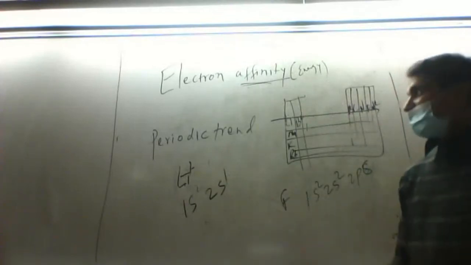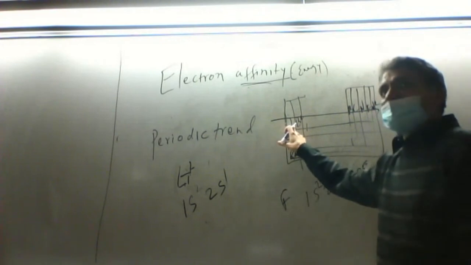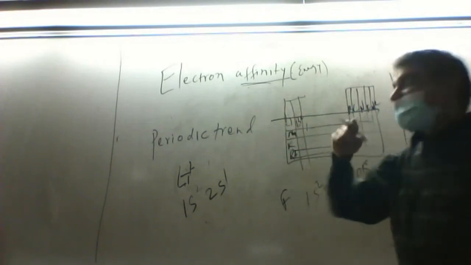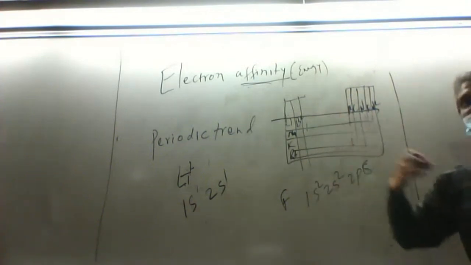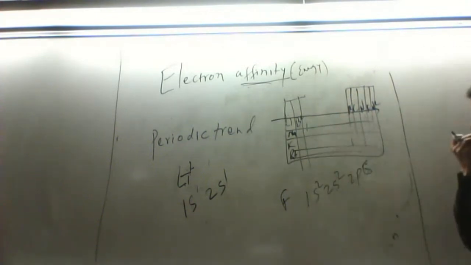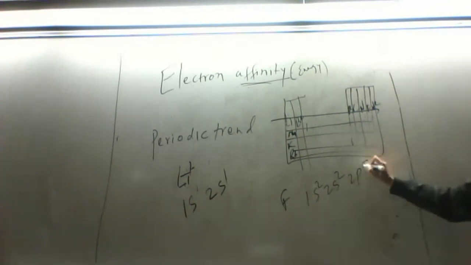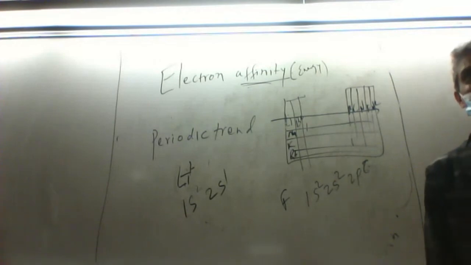Make sense? So lithium is not looking for electrons. It doesn't like to take electrons, but this fluorine is electron hungry. So they want to take a lot of electrons very fast. Why? Because they have a p5 configuration. So they want to be p6 and be stable and sit doing nothing. Make sense?